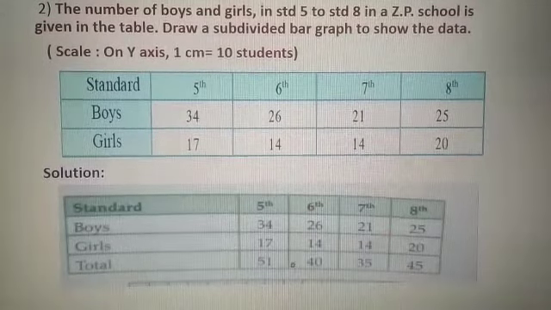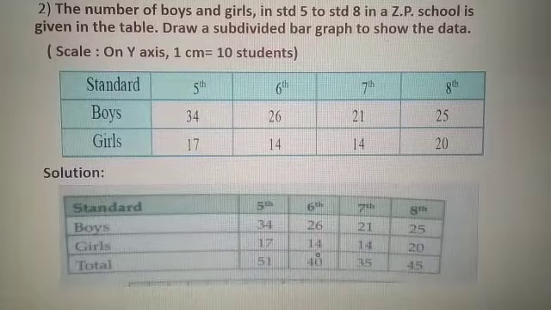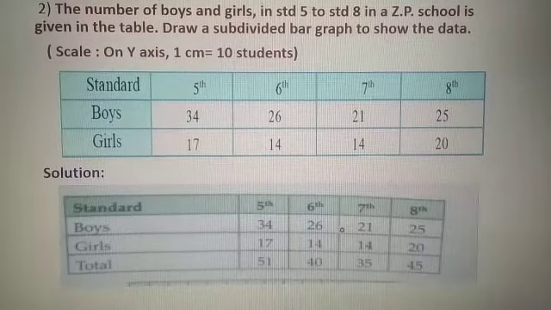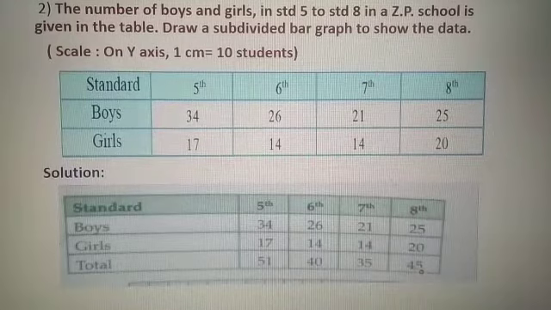So 5th standard total is what? The sum 34 plus 17 is what? 51. And 26 and 14 is what? 40. 21 and 14 is what? 35. 25 and 20 is what? 45. Now this is the solution part.